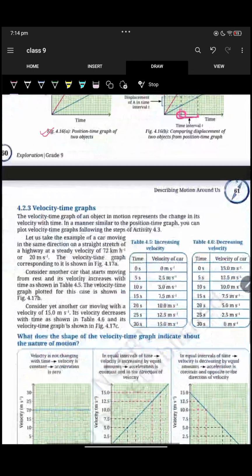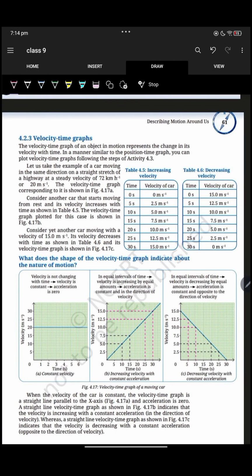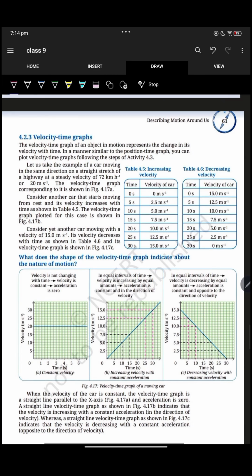Next, velocity-time graph. Previously it was the position-time graph. Now you are seeing velocity on the y-axis in meters per second, and time in seconds. The unit is second.